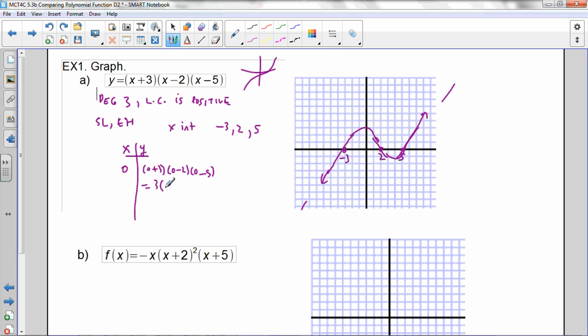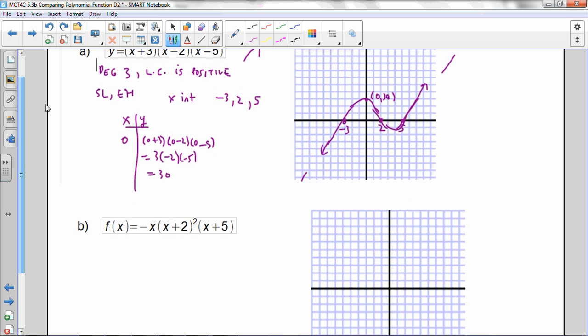Use a calculator if we wanted to, I suppose. That's 30. So that means that point right there, the y-intercept, is (0, 30). I don't know how far to go down there. I don't know if this is a maximum of 30. Don't worry about it. This is all we need to be able to draw. And we can do these pretty quickly now, I hope.